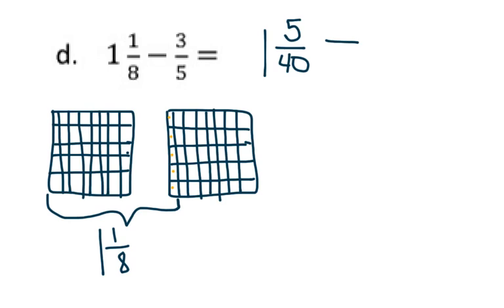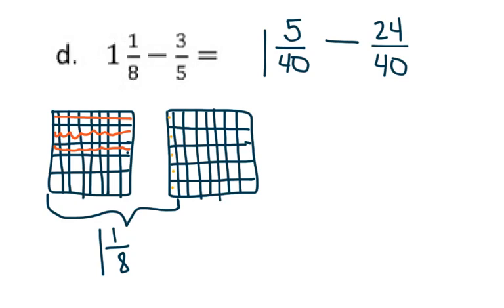So I have to subtract 3/5. I'm going to mark it in red here. So it's this 1, 2, 3 out of 5. And how many sections would that be out of 40? It would be 24 out of 40 sections. So I need to have 1 and 5/40 minus 24/40.